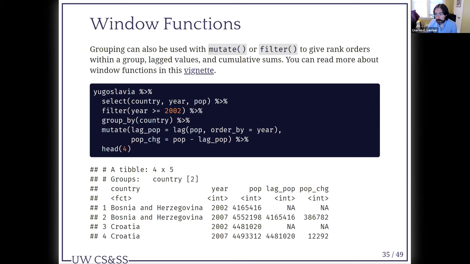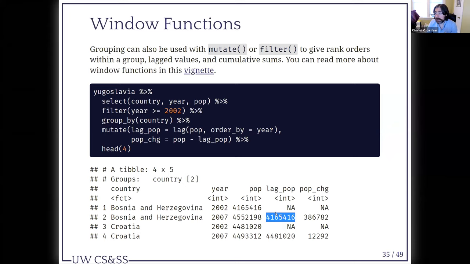Let's look at what the data are. So lag just gets the previous row's value. So here, for instance, lag of population for this observation is 4,165,000. It's just the previous year's population. This is the population column. Lag population, you'll see, is just the previous year's population.